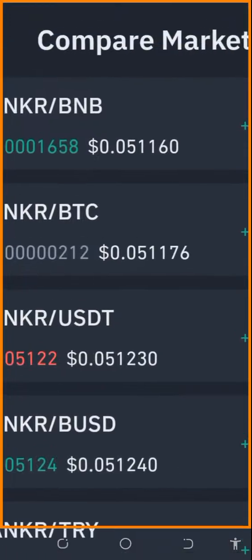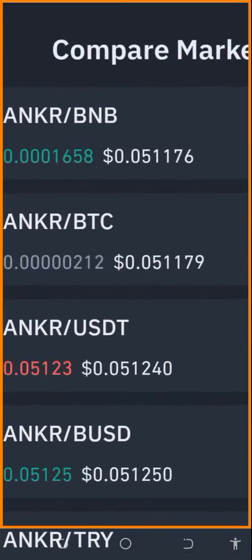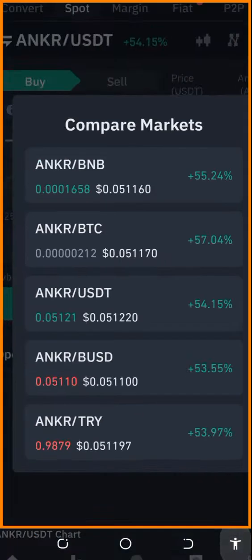So this is what we're going to do. As you can see, it's flipping and flopping, flipping and flopping. It's right now at 0.0512. Okay, so I'm thinking of putting it in at 0.0510, and I'm going to sell it in the BTC market because I know it's going to get there at 0.0512. So let's go ahead and see how that will look.